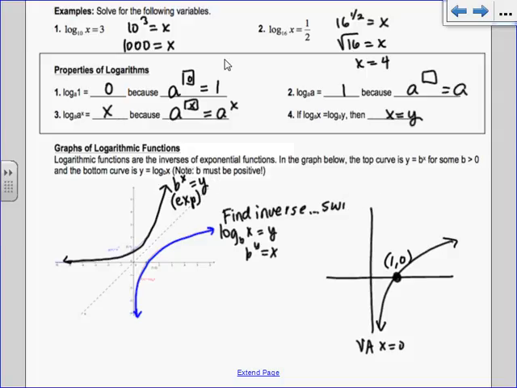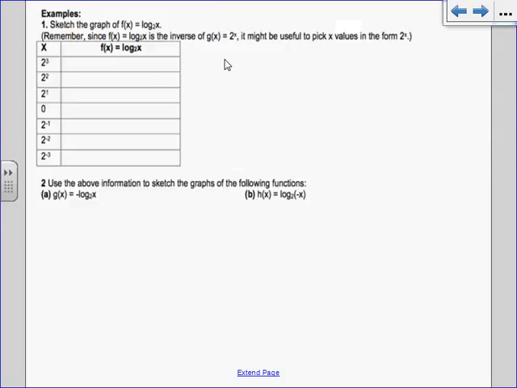There we go. All right, so this next one. It says, sketch the graph of log base 2 of x. And I said, remember, since f of x equals log base 2 of x is the inverse of g of x equals 2 to the x, it might be useful to pick x values that are in the form 2 to the x. So that's why over here I picked numbers that were like 2 to the 3, 2 to the 2, 2 to the 1. I want to pick numbers that are powers of 2. So let's think about that.